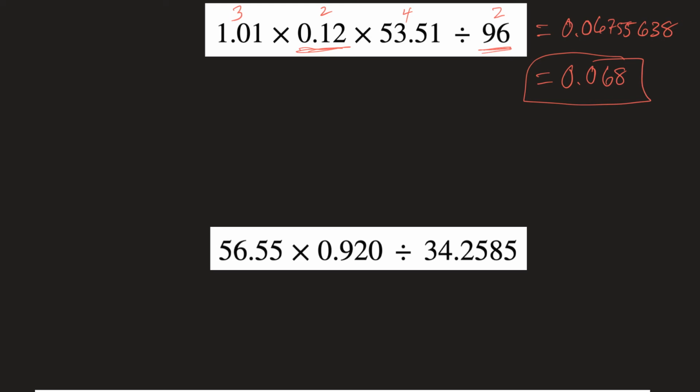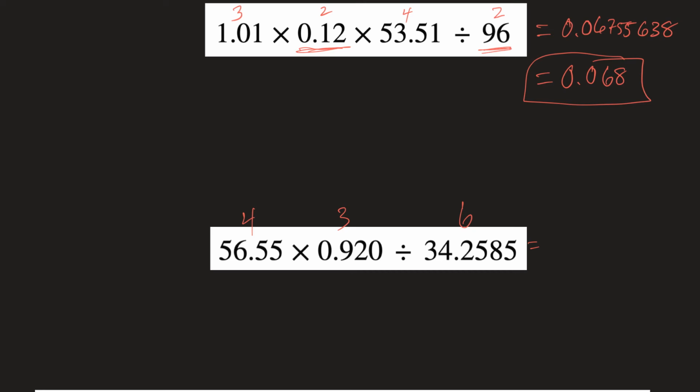Down below here we have 56.55, and that has four significant figures, multiplied by 0.920, that has three significant figures, and then dividing that by 34.2585, and that has six significant figures. So our answer can only have three significant digits in it.